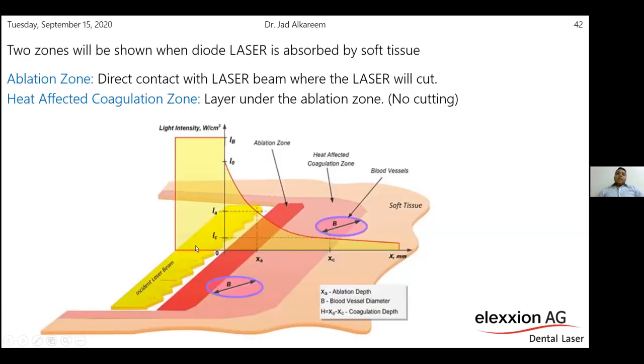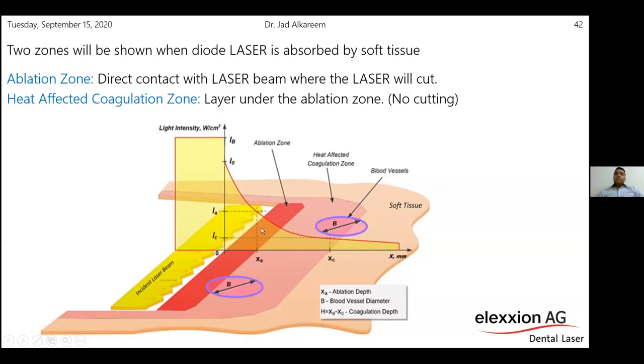In this slide, you can see that we have two zones which appear when you apply the laser on the soft tissue. The first area of contact with the laser beam, we can call the ablation zone, which means that you have a direct contact with the laser beam. In this area, the laser will start to cut immediately.